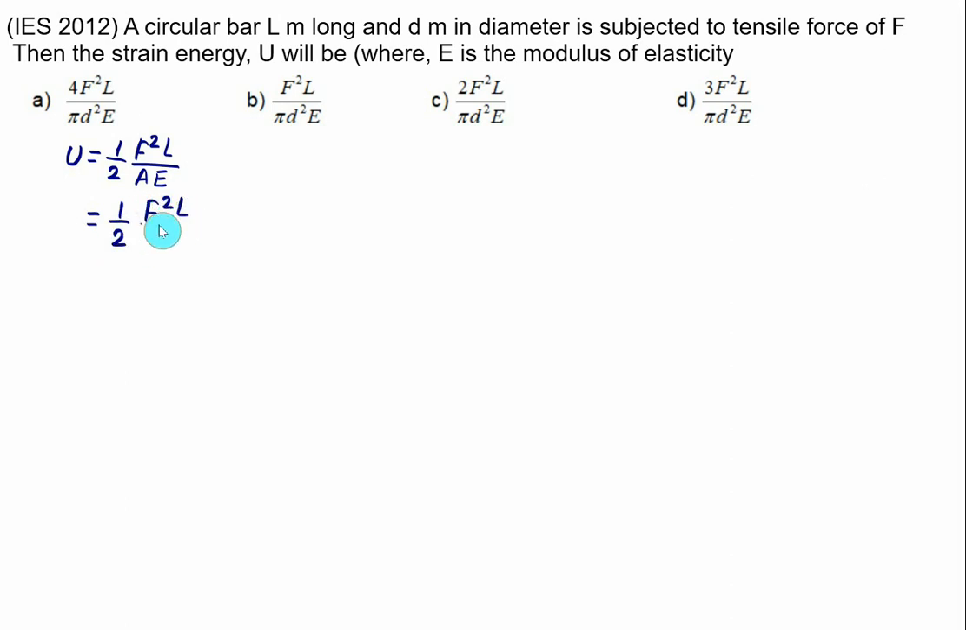Length is as it is, area is pi by 4, so the 4 will shift to the numerator, divided by diameter square divided by Young modulus. 4 divided by 2 will be 2 times F square. So we have 2 times F square multiplied by L divided by pi into D square into E. 2 F square L, choice C is correct. So these are the 1 mark questions they can ask you in the GATE examination.